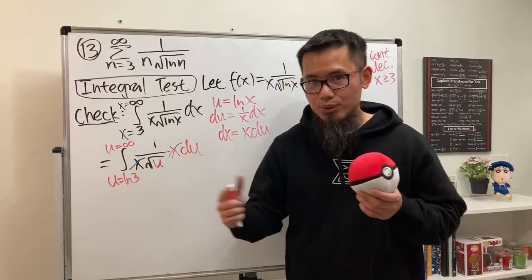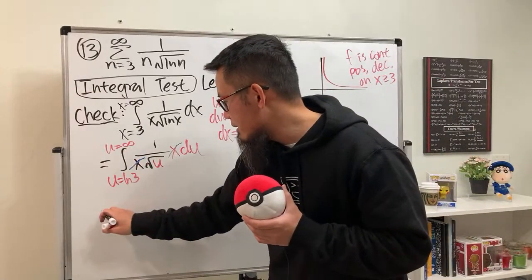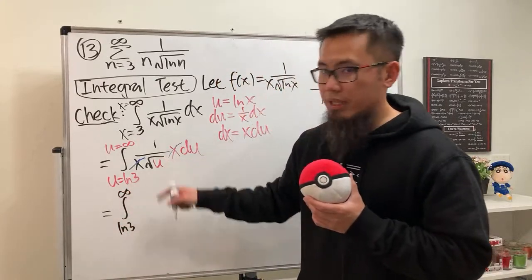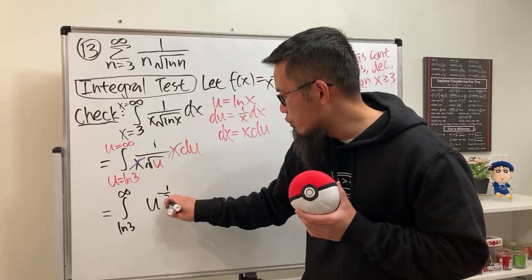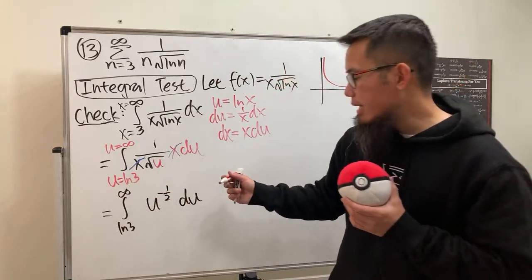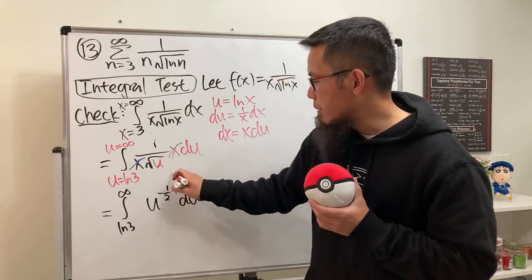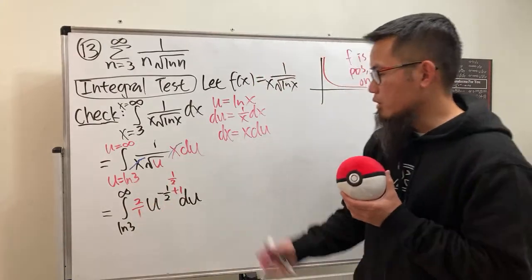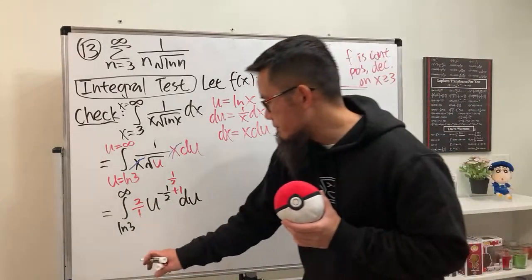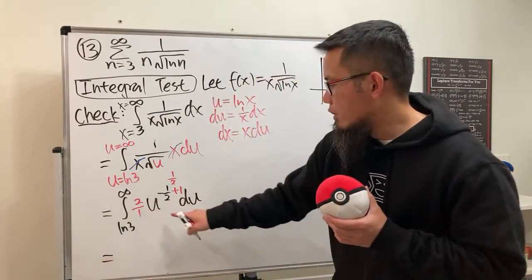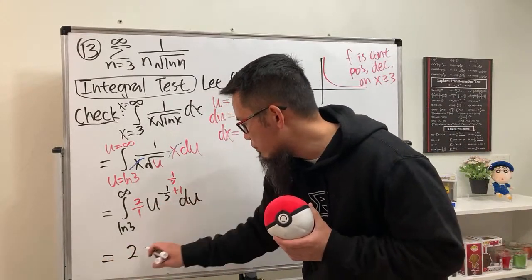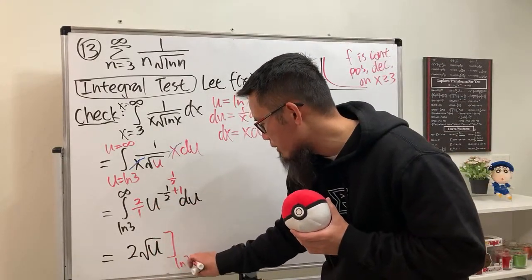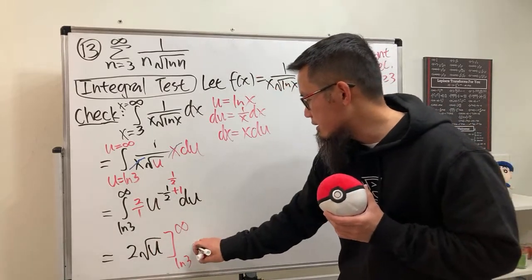Now, this right here, we just have to integrate from ln 3 to infinity. Look at this as u to the negative 1 over 2 power du. Then just add 1 to the power, and we get positive 1/2. Dividing by positive 1/2, we get multiplied by 2 over 1. So we pretty much have 2 square root of u, going from ln 3 to infinity.